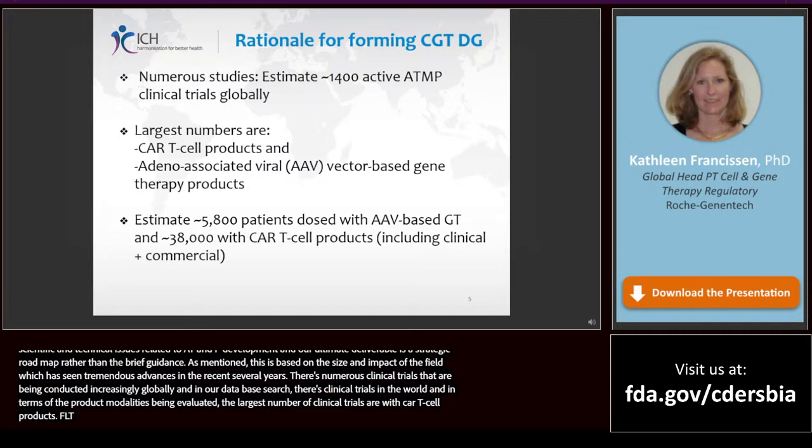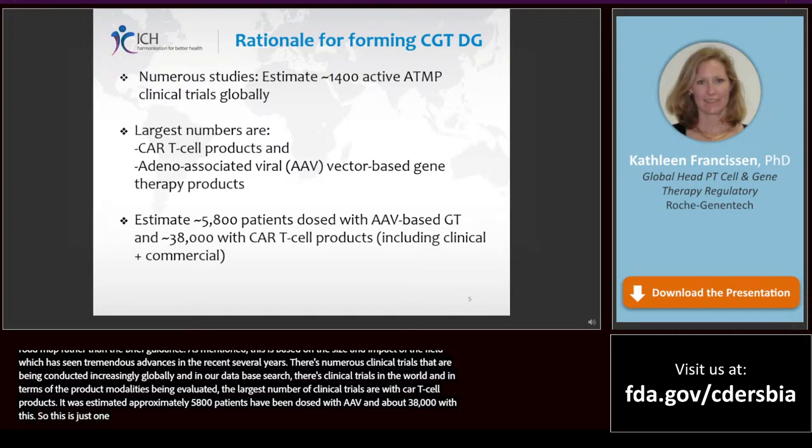And it was estimated that approximately 5,800 patients have been dosed with AAV gene therapies, and about 38,000 patients have been dosed with CAR T-cell products. This includes both clinical studies and dosing with commercial product. So this is just one indicator of the size and magnitude of the cell and gene therapy field today.